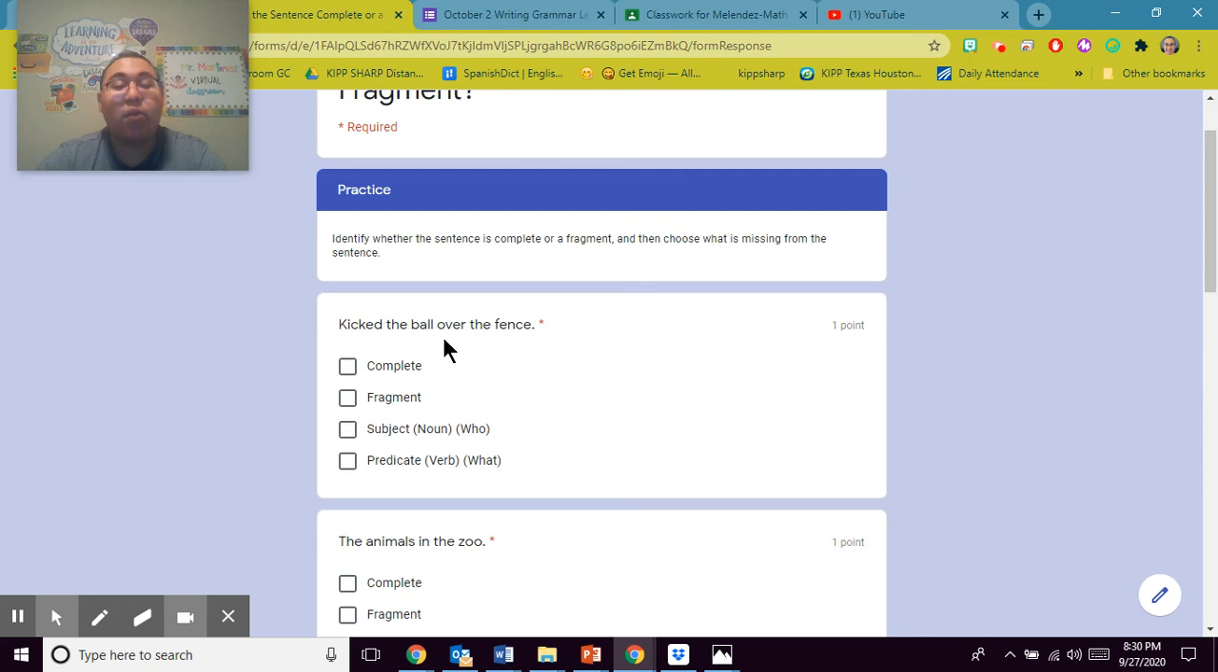Or is it the predicate, the verb? Okay, kicked the ball over the fence. Well, is that a complete sentence? No, it is a fragment. Who is kicking the ball over the fence? I'm missing the who, right? So if it's a fragment, you have to identify and tell me what's missing, the subject or the predicate. If it's a complete sentence, then you don't have to tell me what's missing, only if it's a fragment.